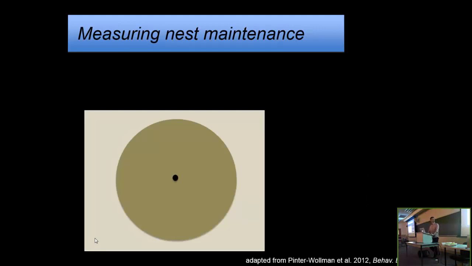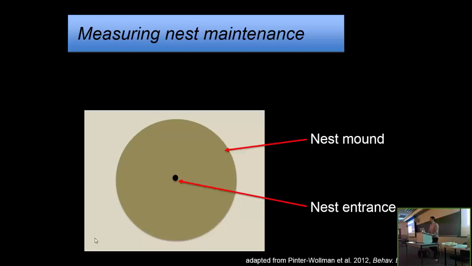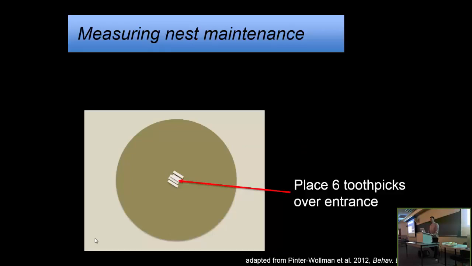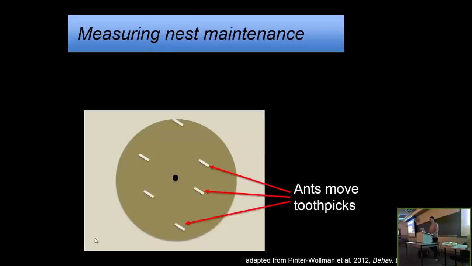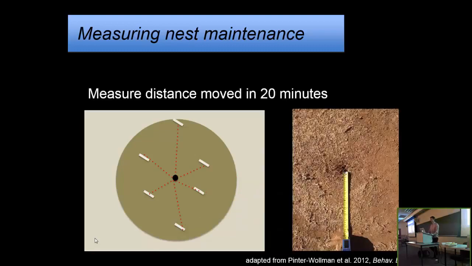So this is a little schematic of the nest entrance, the nest mound. What we'll do is place 6 toothpicks over the entrance. The nest maintenance workers will move those toothpicks, and we'll measure the distance moved in 20 minutes. Perform that test on multiple days, taking the average distance moved each day as a measure of that colony's nest maintenance behavior for the day.